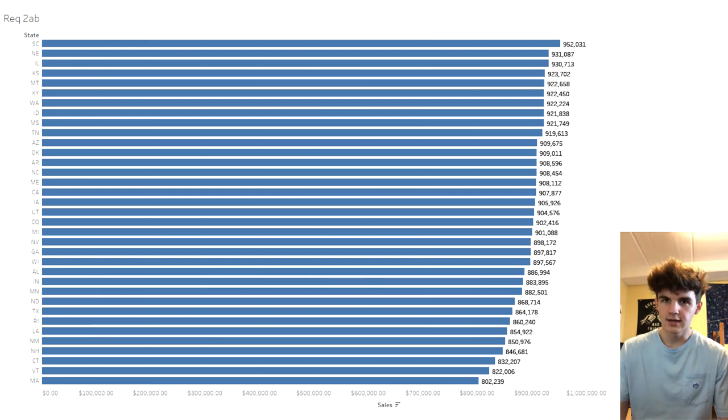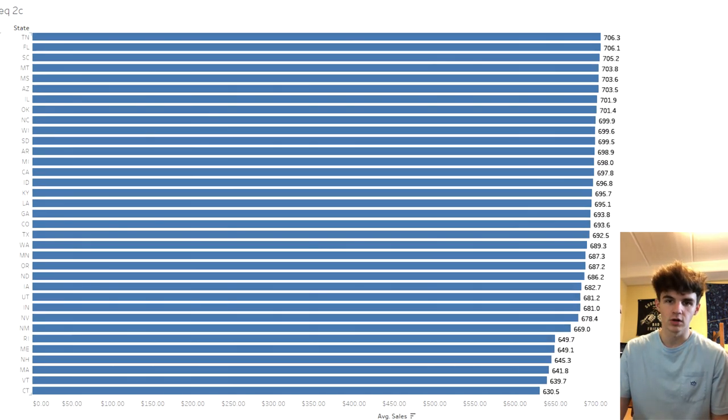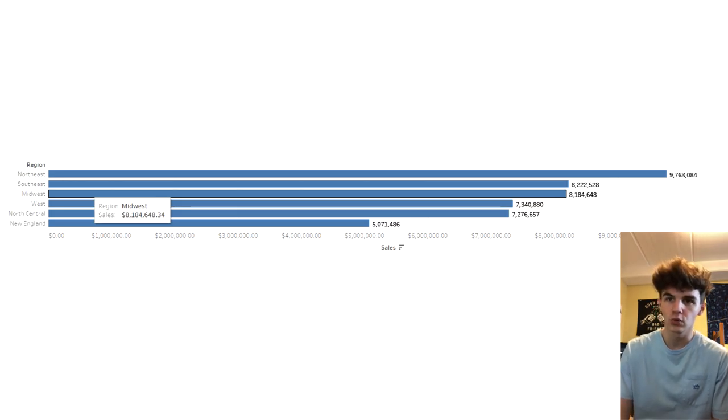Moving on to requirement 3A, the state with the highest average policy was New York at $828 on average for the policy, and the lowest policy was Connecticut, just about $200 less than them at $630.50. Moving on to requirement 4. The Northeast had the highest sales total at 9.763 million, and New England had the lowest sales at just over 5 million, 5.071 to be exact.